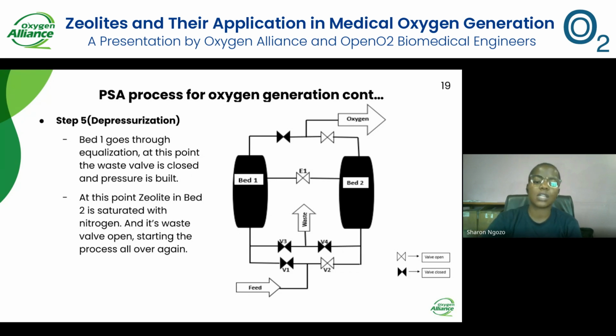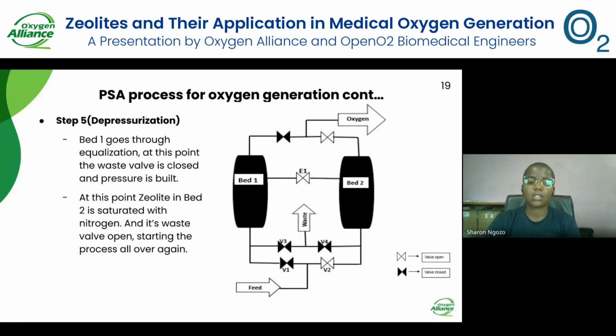This helps to have a continuous flow of oxygen in the system. So this makes sure that there's a continuous flow of oxygen to the product tank, and the patient or whoever is connected at the end will have a continuous supply of oxygen. So after bed 1 has finished with the depressurizing, the whole process starts all over again. It goes into the adsorbing process, where bed 2 now goes back to the depressurization process.